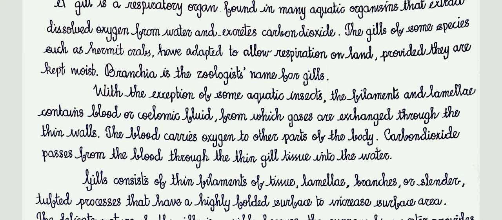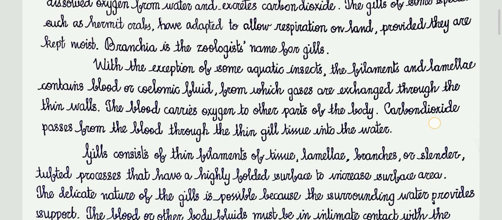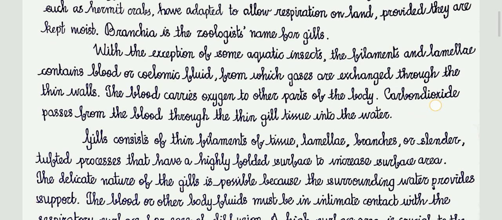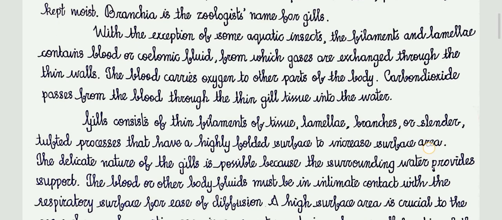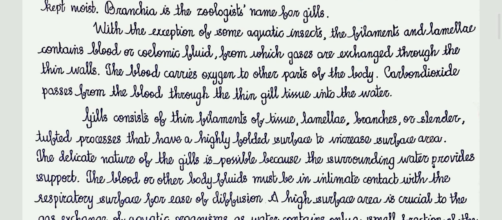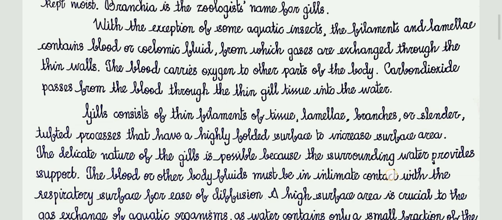With the exception of some aquatic insects, the filaments and lamellae contain blood or coelomic fluid from which gases are exchanged through the thin walls. The blood carries oxygen to other parts of the body. Carbon dioxide passes from the blood through the thin gill tissue into the water.